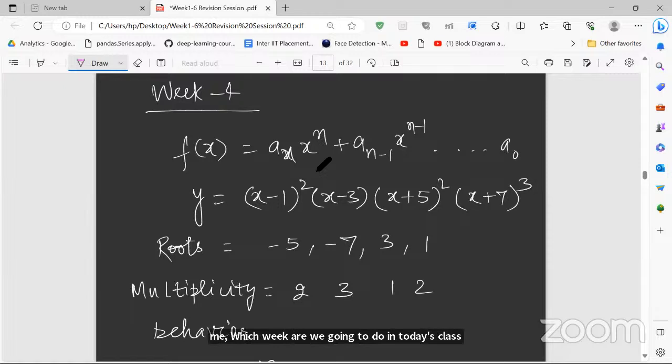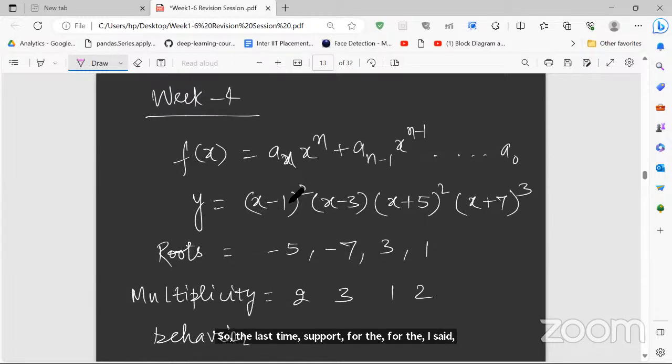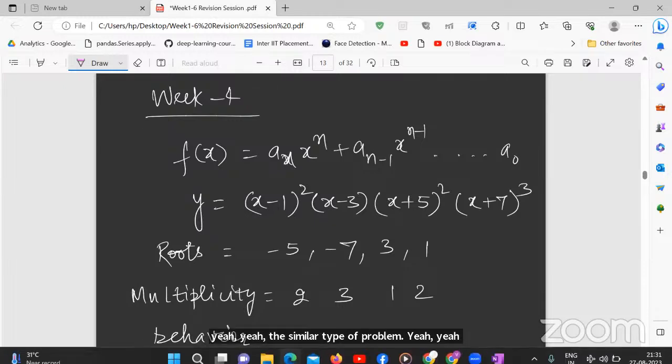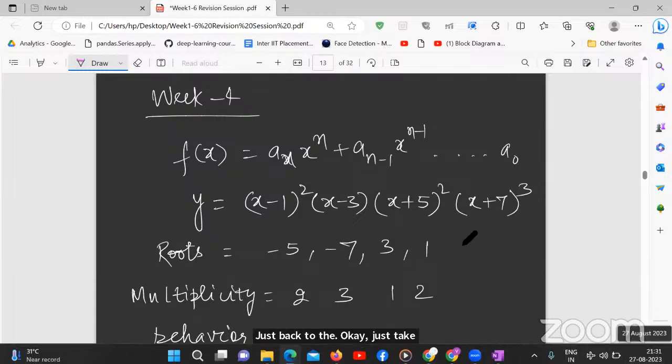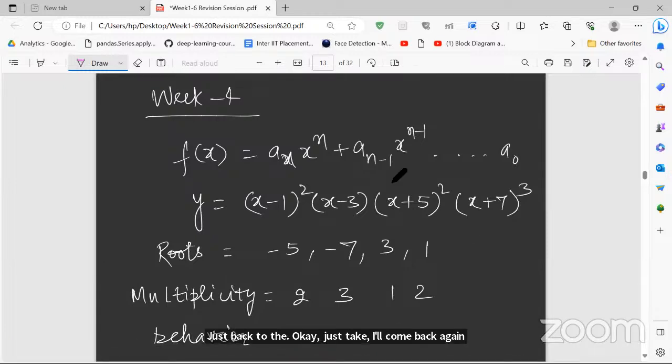For week 3 quadratic equation problems, sir, can the problems be similar to the graded assignment type? For week 3, the context problems you were talking about? Yeah, the similar type of problem. Just practice it. Okay, I'll come back again at 9:33. So let's take the break.